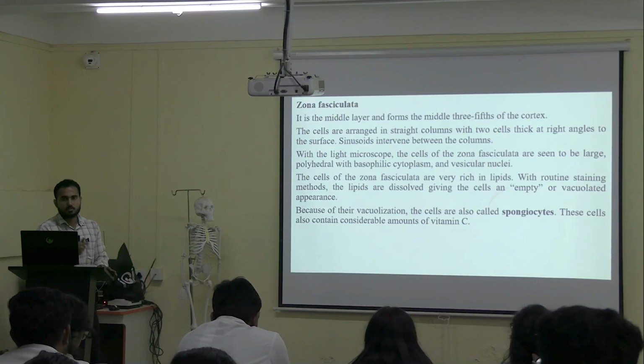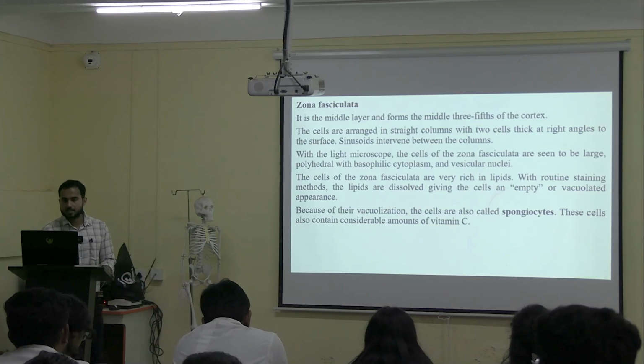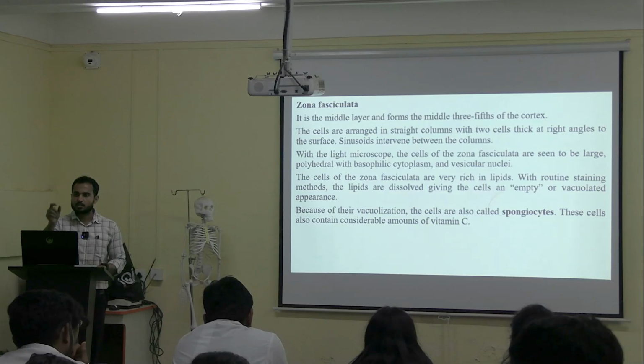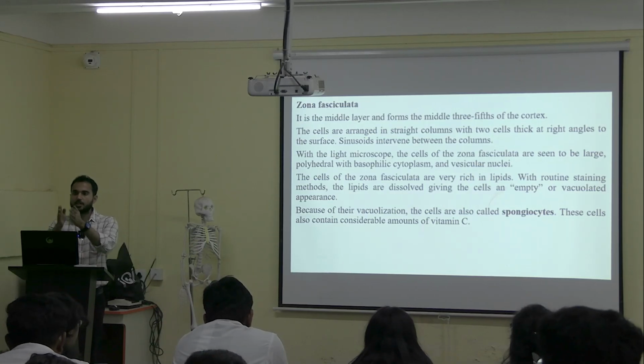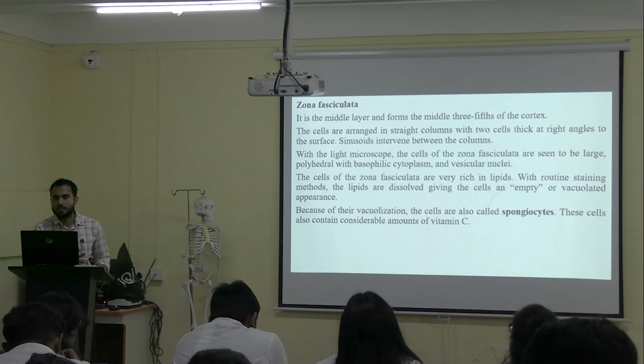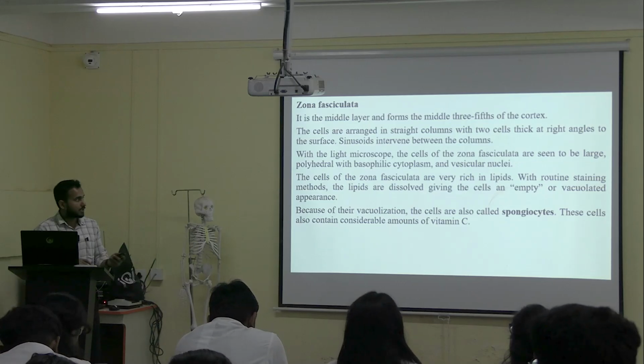Now in case of zona fasciculata, what is the arrangement of the cells? They are in the form of straight columns, 2 cells thick. That means 2 layers of cells will form 1 column, then another column. In between both the columns, 1 small space is there which is occupied by the blood capillaries. Okay, this is the arrangement in case of zona fasciculata.